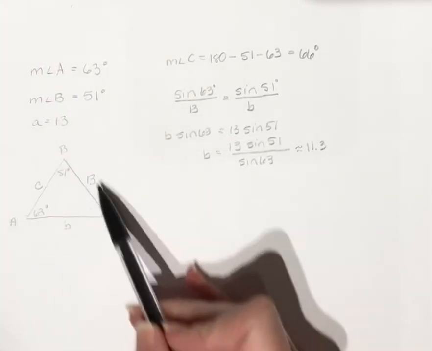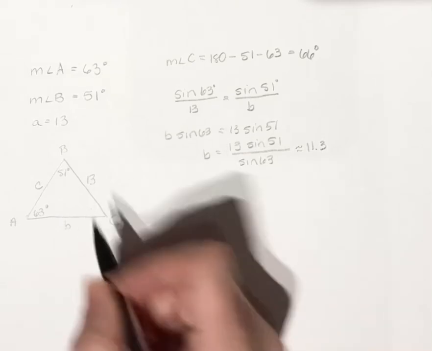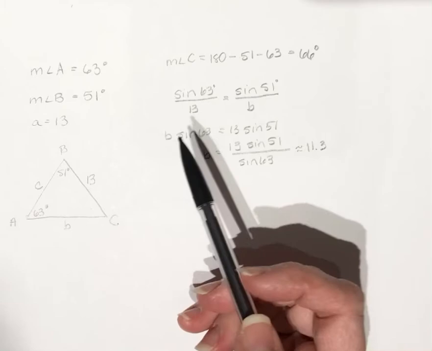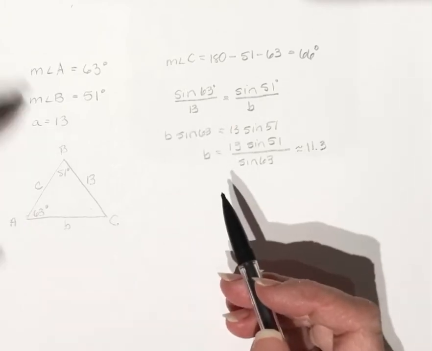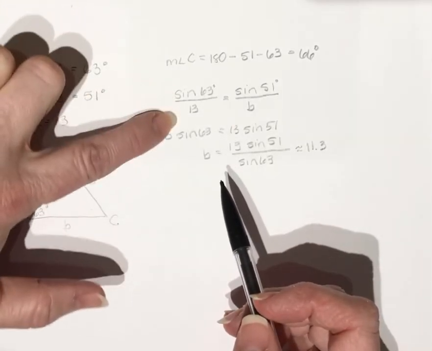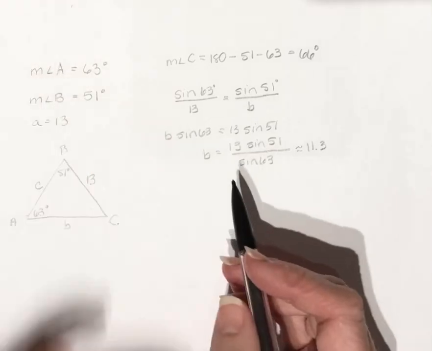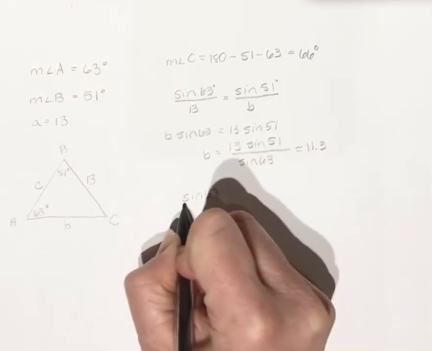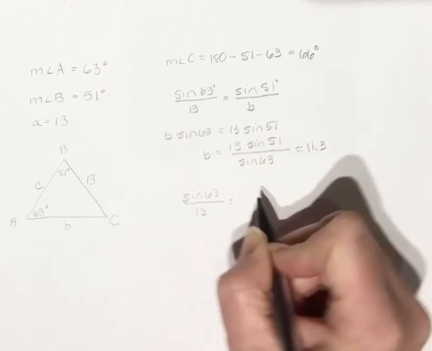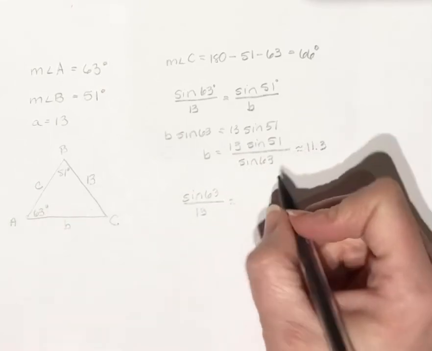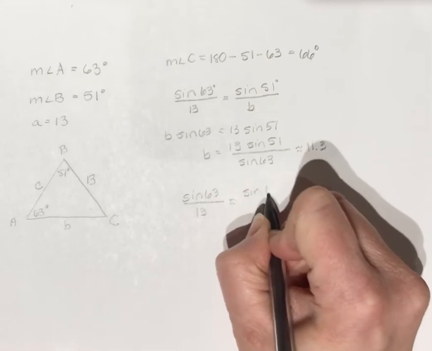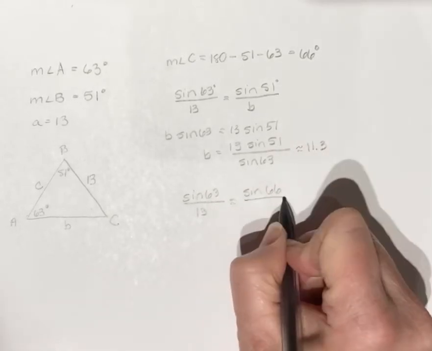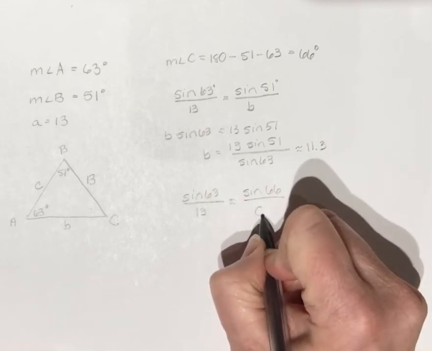Now, if this were a right triangle, I could go through and I could do the Pythagorean theorem. It's not. So I have to use, again, law of sines. I'm going to stick with what I know for certain. These are not decimal approximations. These were given to me. So I have the sine of 63 over 13. And now to find side C, I'm going to do the sine of 66. And that's exact. That's not a decimal approximation, over C.